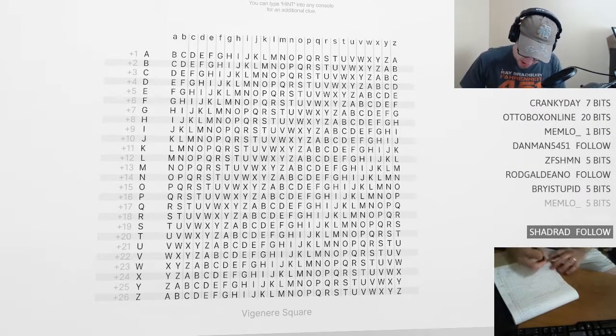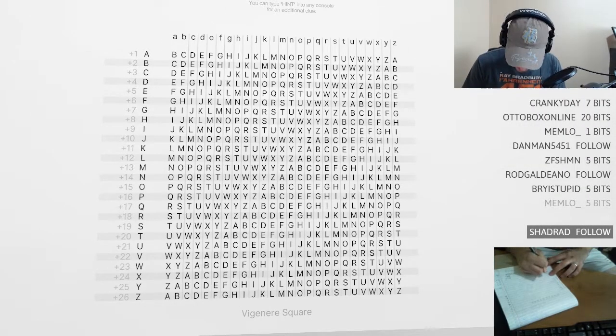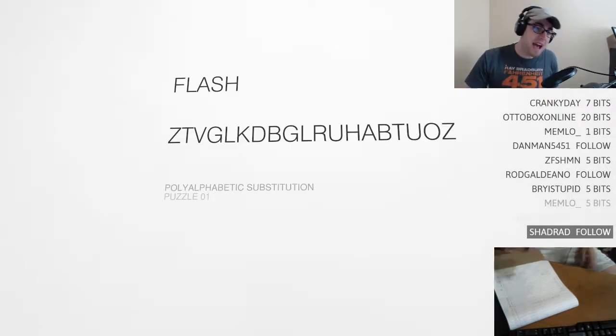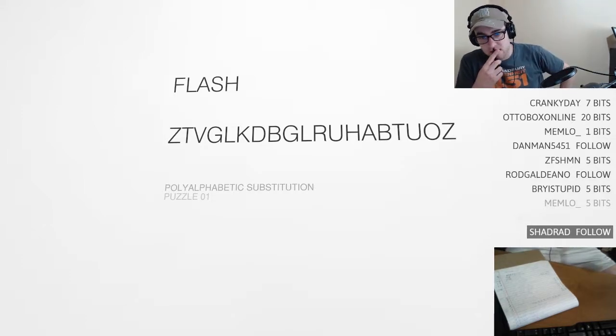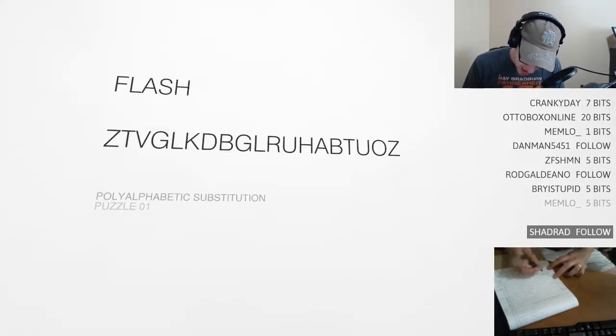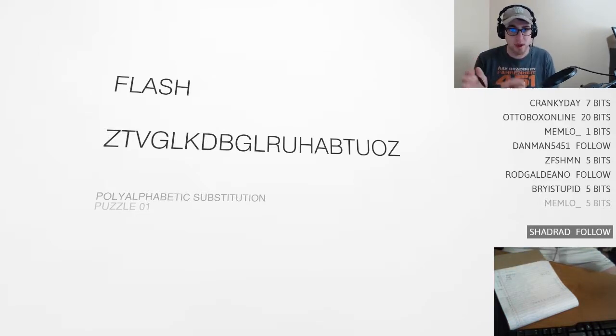So F is 6, L is 12, A is 1, obviously, S is 19, H is 8. So there's gonna be 5 alphabets shifted in their corresponding. Now the question is, which one do I use for what? Okay, so we have F at 6, L at 12, A at 1, S at 19, H at 8, which means they're shifted in that way, right?